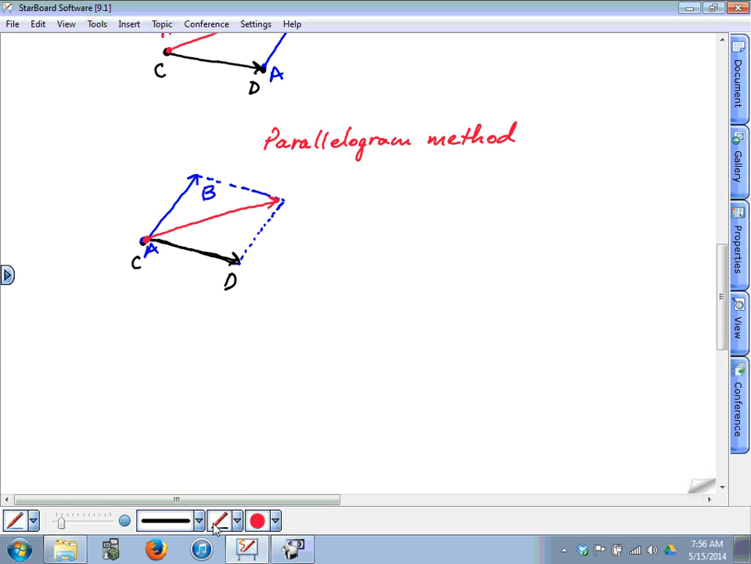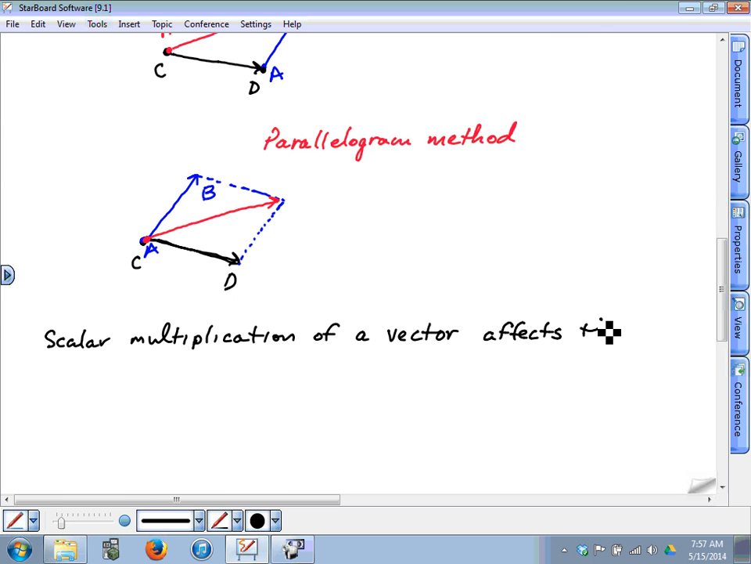Now, new subtopic here, scalar. What did we say a scalar was, by the way? Scalar doesn't have direction. It just has magnitude. So it's just a number, a one-dimensional measurement of something: length, width, height, mass. So scalar multiplication of a vector affects the magnitude of the vector.